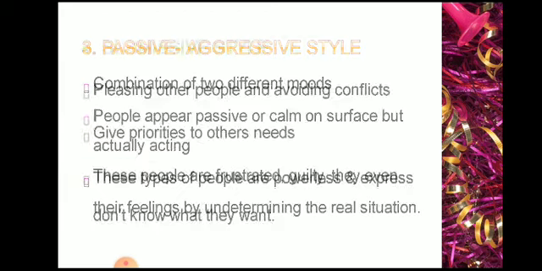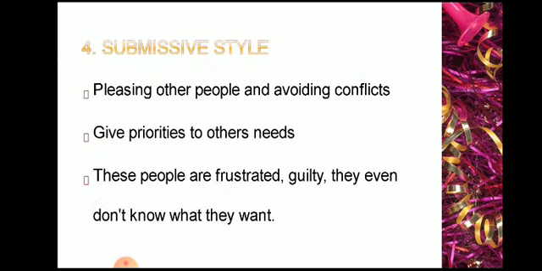Then the fourth one is the submissive style of communication. This style is about pleasing others. Pleasing means, to just make others happy. These people have a nature of making the person in front of them happy. And importantly, additionally, they are avoiding conflicts. So people have this habit, they avoid conflicts.